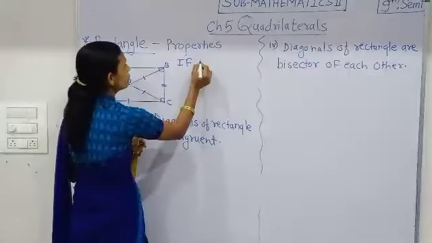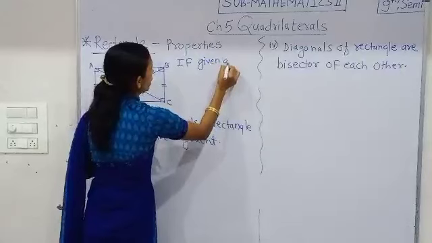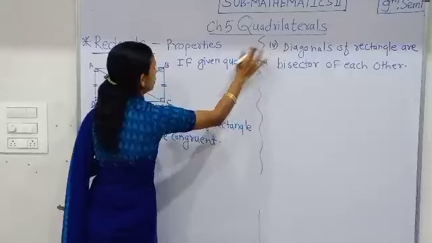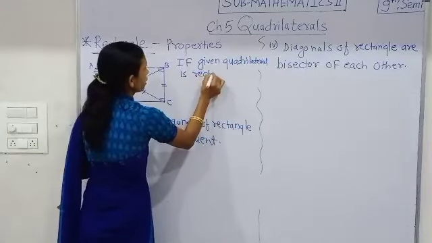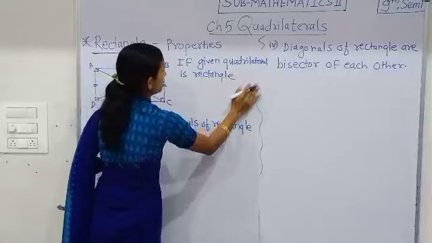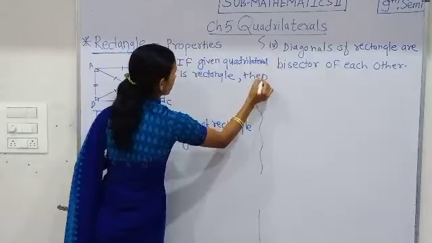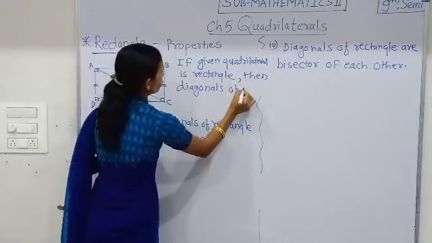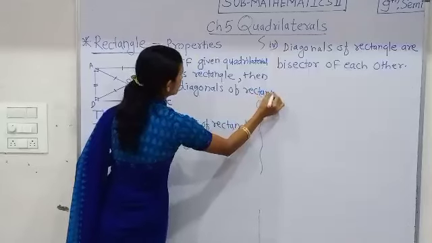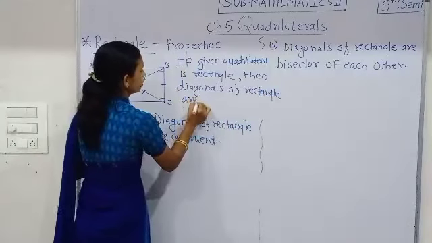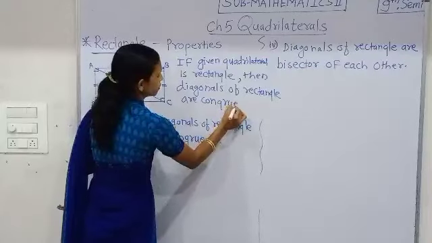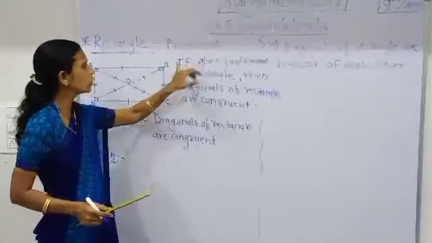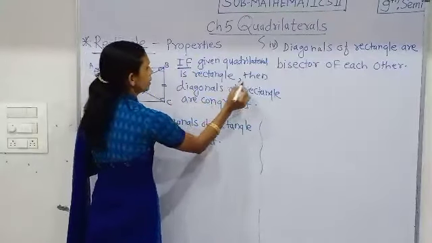Then see here, if the given quadrilateral is a rectangle, then diagonals of a rectangle are congruent. See here, the same property we can convert first into if and then.